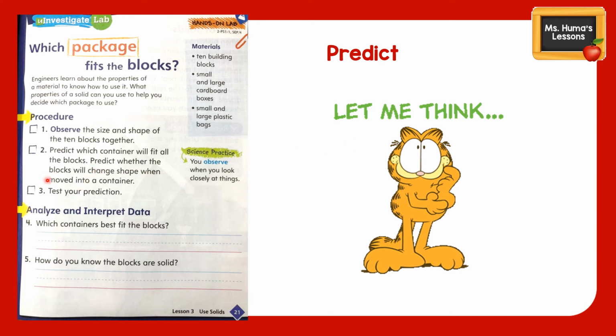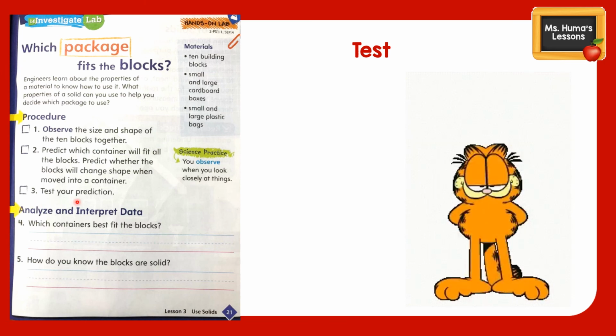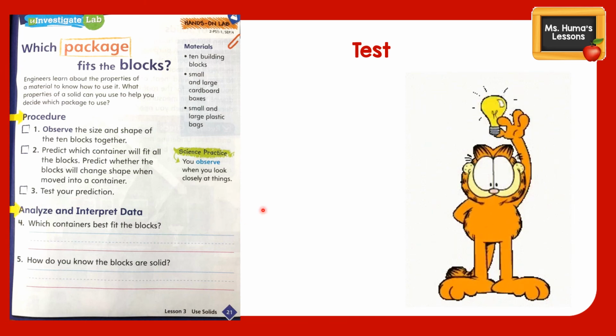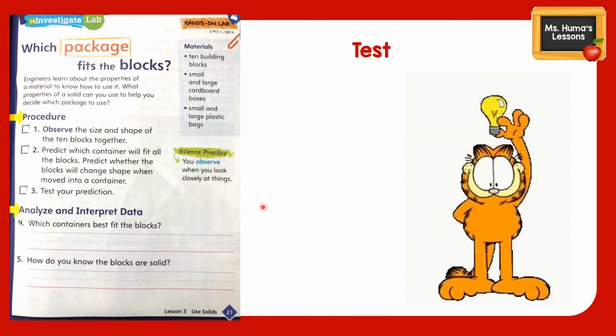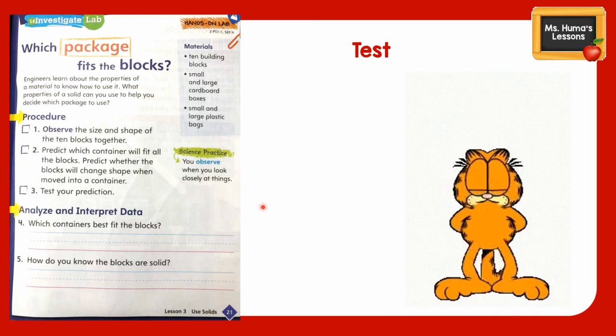Predict whether the blocks will change shape when moved into a container. You have to also predict that if you shift them from one box to another, or from one container to another container, will they change shape? You have to predict that. Then finally you have to test your prediction. For example, if you thought they will not change shape if I change the container, you have to test it. You have to put them in the first container, then shift them to the next container and see whether they change shape or not.